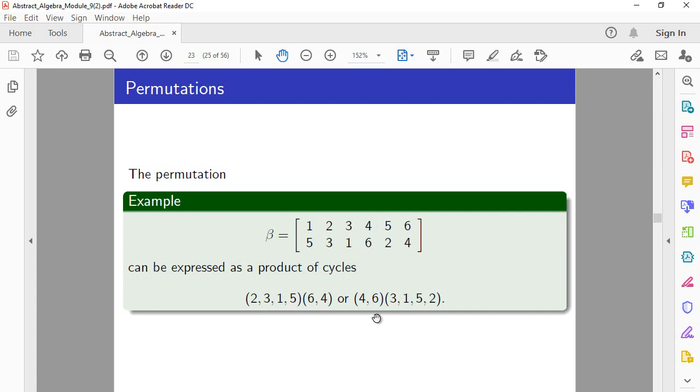Now that's the same as this. Notice that there isn't any difference because the 2-cycle (6 4) and the 2-cycle (4 6) are the same, right? 4 goes to 6, 6 goes to 4, and then (3 1 5 2) and (3 1 5 2), that's the same as this one, so these two are the same. And remember that disjoint cycles commute, so I can express beta in these two ways.